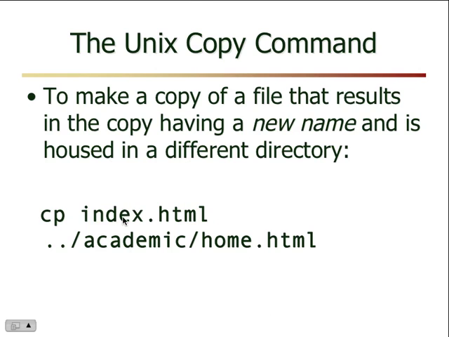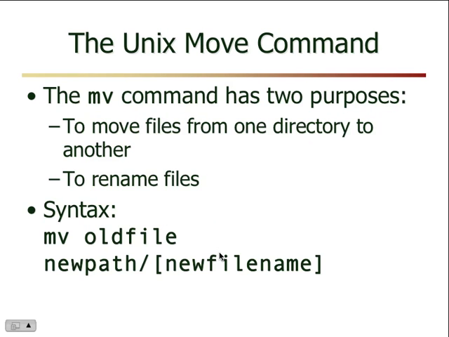But what we're doing is taking this index file, we're copying it into this other directory and renaming the file at the same time. Here's the move command. Move command doesn't keep the original, it takes and removes the original. So mv has two purposes: to move the files from one directory to another, and also to rename the files. So we can rename them with a move. We don't have to keep them at the same name. So syntax is the move, the old file, new path name, new file name.